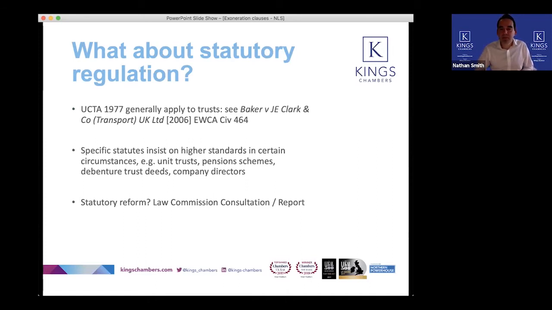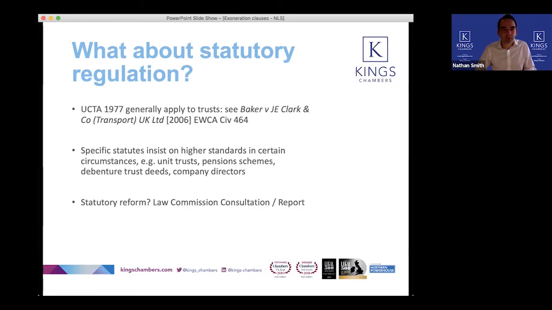Now, there are specific cases of trusts where there is a higher statutory duty. Some examples are included in finance, for example, with unit trusts or pension schemes, and indeed under the Companies Act. Company directors are often treated as trustees of the company's assets, and it's not possible for them to contract out of their obligations as a result of, I think, section 232 of the Companies Act 2006.